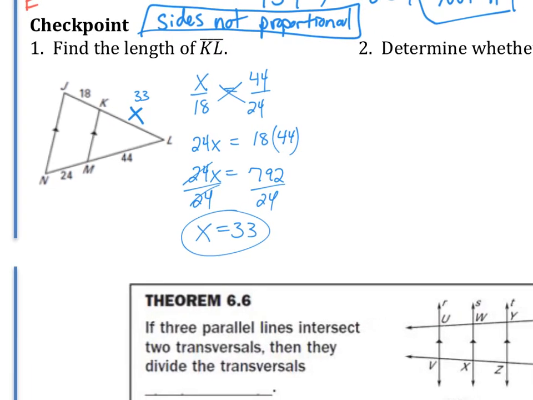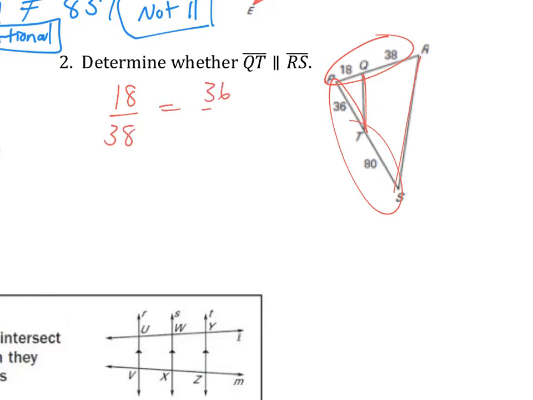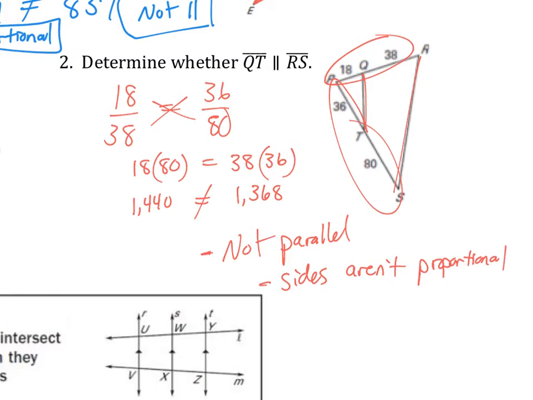Okay, and then we have checkpoint 2, where it says determine whether QT is parallel to RS. So if they're parallel, we're going to set up proportions with this side and this side. So the top side, we could do 18 over 38. The bottom side would be 36 over 80. And these would be equal to each other if they're proportional. So if we cross multiply, 18 times 80 would be equal to 38 times 36. Right, and 38 times 36 is 1,368. 18 times 80 is 1,440. And these are not equal. So are the lines parallel? They are not parallel because the sides are not proportional. So not parallel, sides are not proportional.